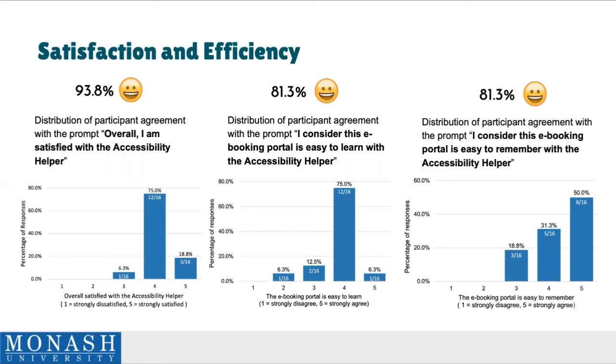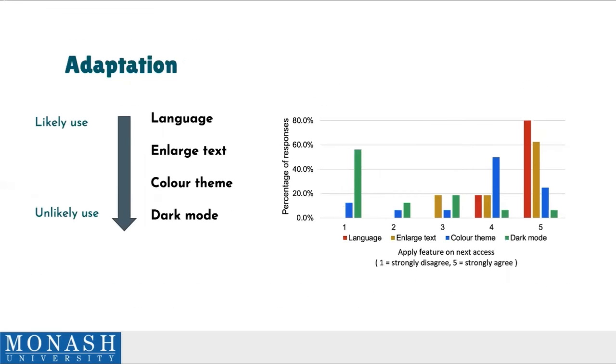As for satisfaction and efficiency, 93.8% of the respondents felt satisfied with the accessibility helper. 81.3% of them felt the e-booking portal is easy to learn and easy to remember. As for the feature likely to be used on next access to the e-booking web portal, language was the most important feature, followed by enlarged text and changing color themes, while dark mode was the least important one.